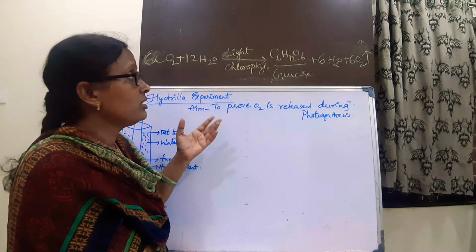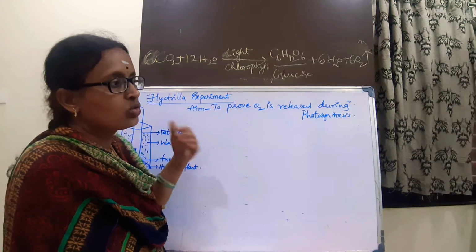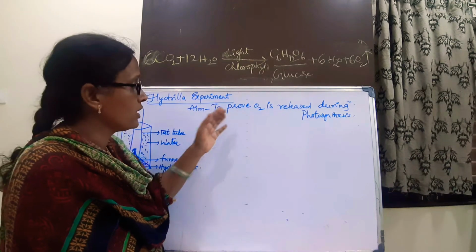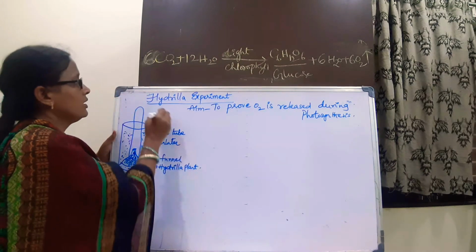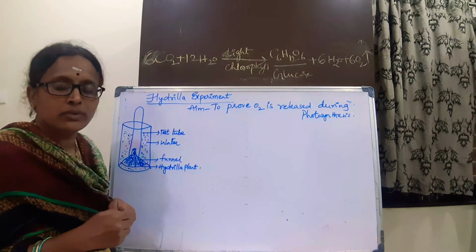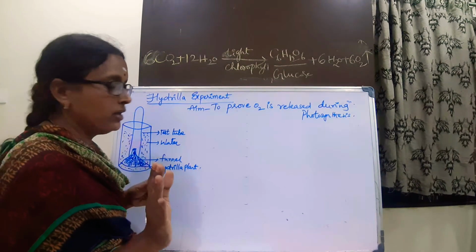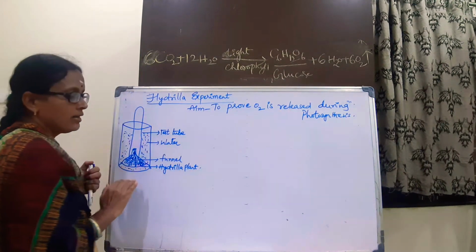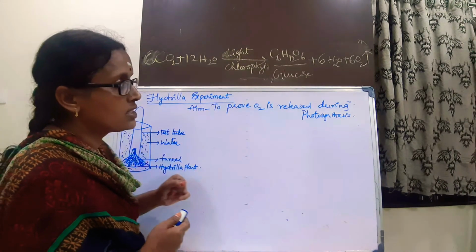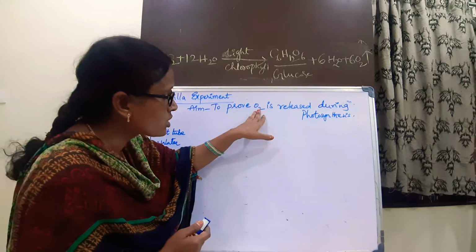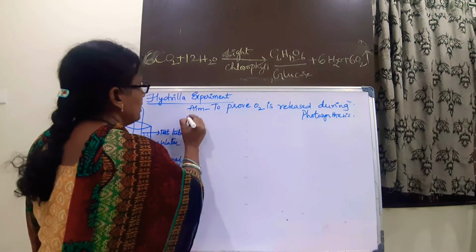Some may say that it is not oxygen, it is some other gas. So to avoid all these illusions, we can prove that oxygen is released. The lab activity which is given to you is the Hydrilla experiment. In the Hydrilla experiment, the aim is to prove oxygen is released during photosynthesis, and materials.